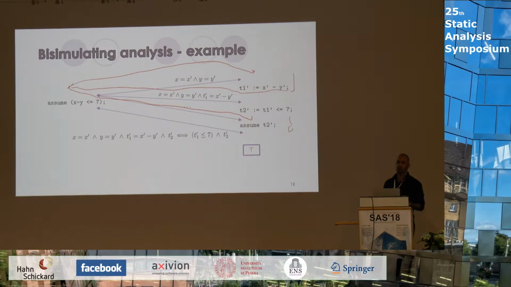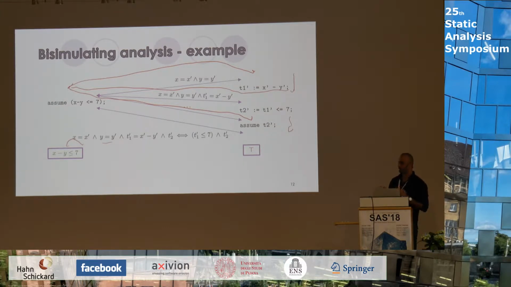But now comes the key point. Now the analysis again has to jump back to the source. It has to pick up all this useful information, such as that x has to be equal to x prime, y has to be equal to y prime, and so forth. And if you look carefully, this information implies that x minus y has to be less or equal to 7. So the biosimulation states this in this particular case.